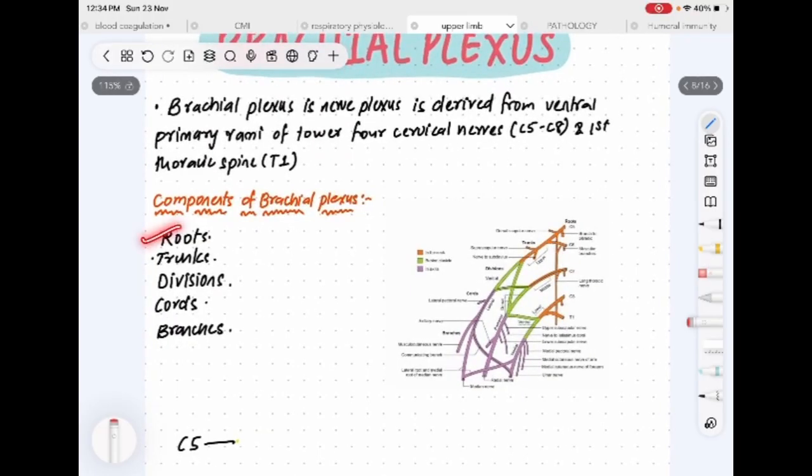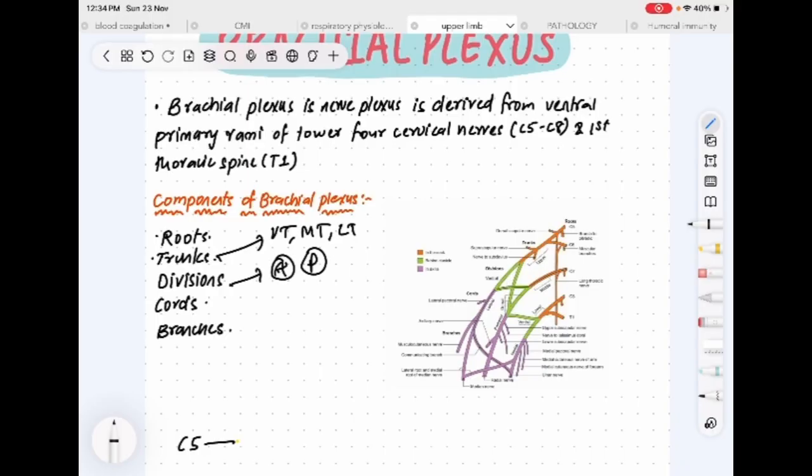Brachial plexus has roots, trunks, divisions, cords, and branches. Again, the trunks are the upper trunk, middle trunk, and the lower trunk. Divisions have anterior divisions and posterior divisions. And cords are again three: lateral cord, medial cord, and posterior cord. And branches are from the cords of brachial plexus.